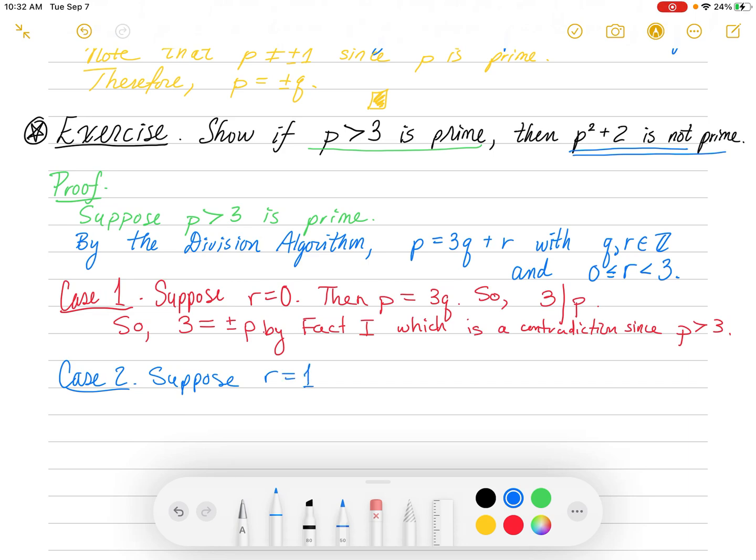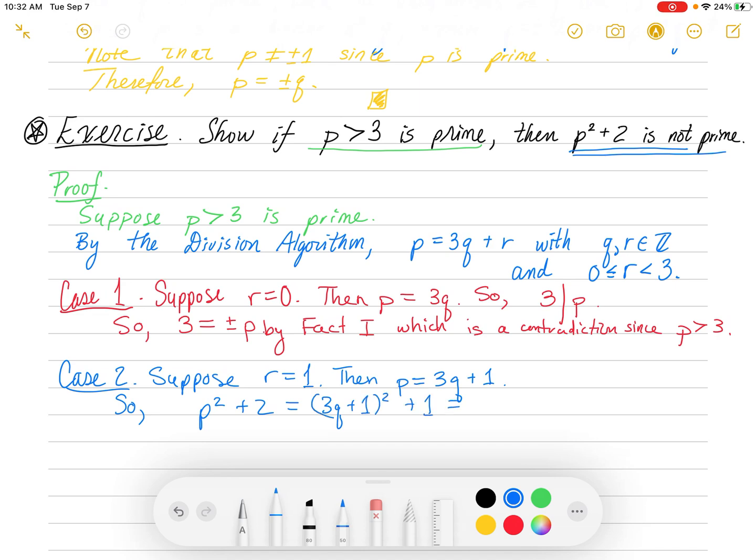Suppose you have a remainder of 1 when you're doing the division algorithm between P and 3. Then that means P is of the form 3Q plus 1. Now I want to get this expression, P squared plus 2. I'm basically going to take P, square it and add 2. So P squared plus 2 is, in place of P here, I'm going to put 3Q plus 1.